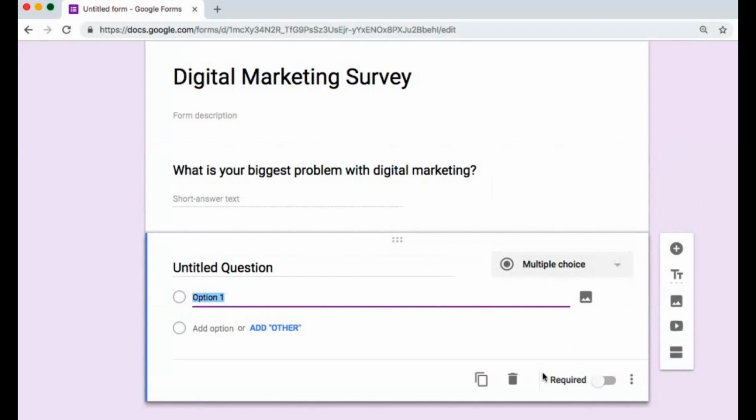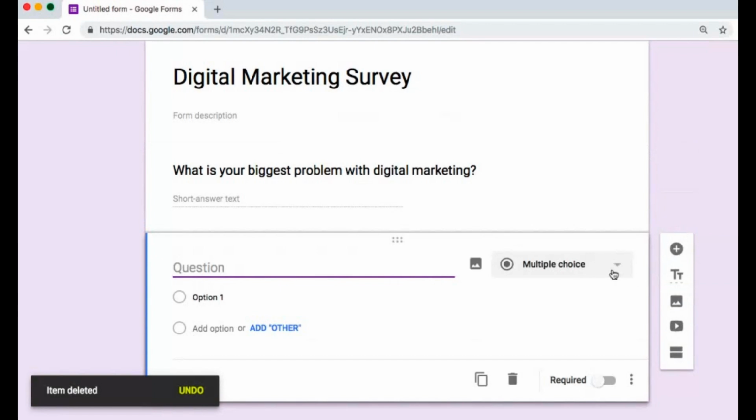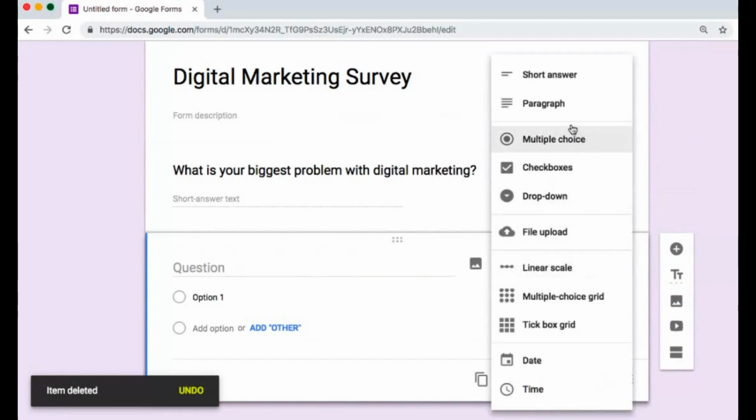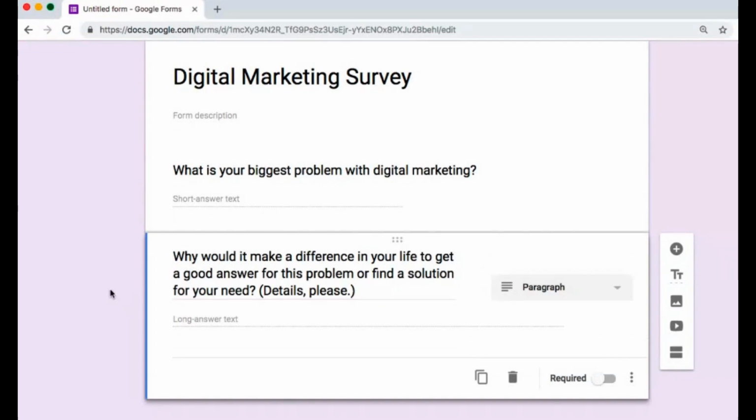Now, the next thing we can do is we can go ahead and actually delete this question that's there by default. And we're going to go and add in our second question. And this time we're going to allow them to be able to write a little bit of a longer response. Now, the second question, which is also extremely strategic, is this. I've just copied and pasted it for speed here. But the question is, why would it make a difference in your life to get a good answer for this problem? Or find a solution for your need? Details, please. So this question, once again, is designed to really get some great answers out of people.